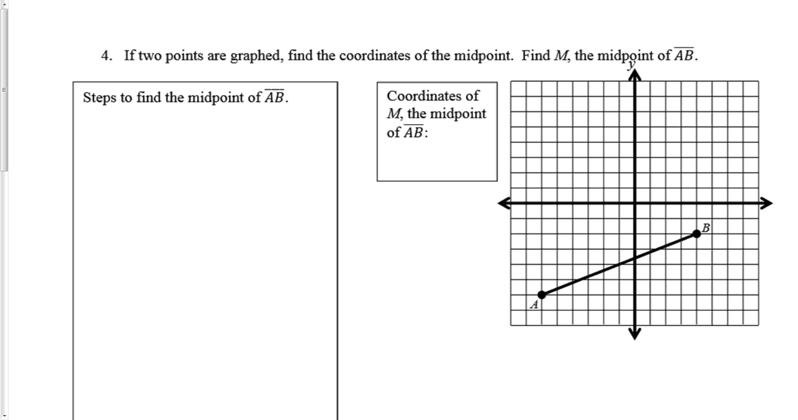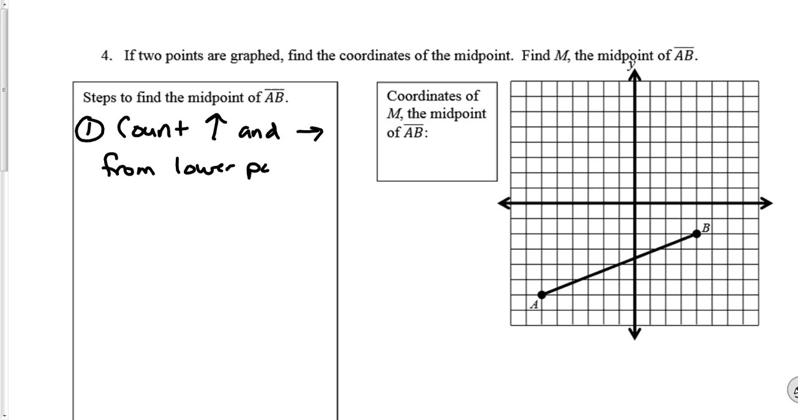So first thing that I'm going to do is just like I did with length. I'm going to count up and I'm going to count over, and I'm going to start at the lower point and I'm going to go to the higher point. Again, write down what you need. You don't need to write all of this down necessarily. At this point, the count up and over is probably enough. So I'm going to go ahead and count my up and count my over.